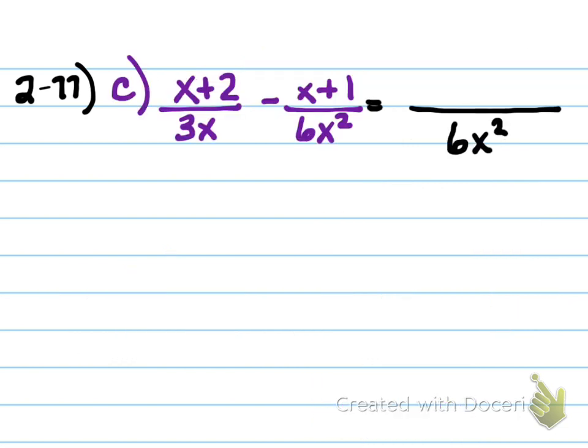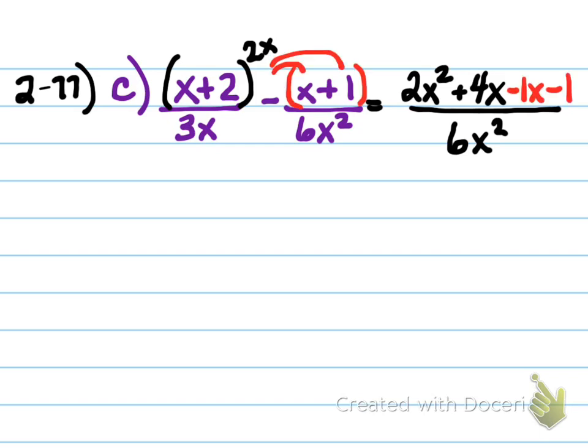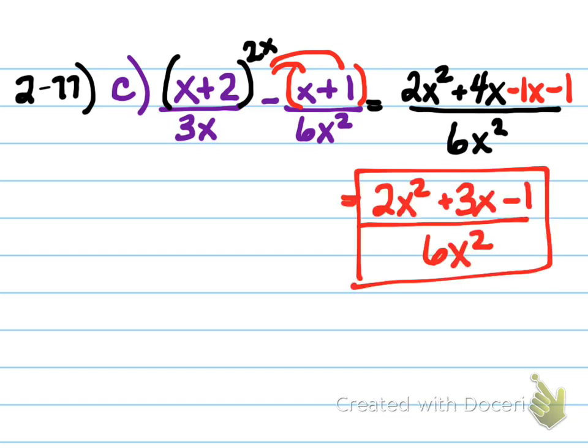Okay, my common denominator in this case is 6x squared, which means I have to multiply the first numerator by 2x, and then I end up getting 2x squared plus 4x. Notice I don't have to multiply the second numerator by anything, but pay attention, it's a binomial, you have to distribute that negative. Now I want you to combine like terms, and there's your final result.